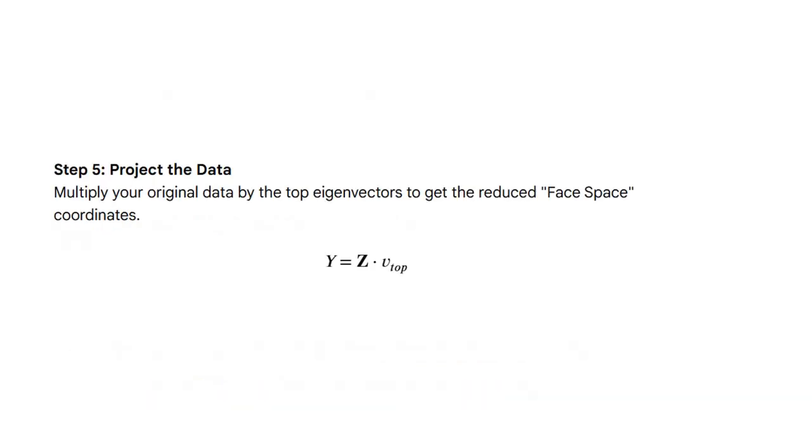The next step is projecting the data. Now we multiply our original data with the top eigenvectors to get the reduced face shape coordinates. So this is the step.